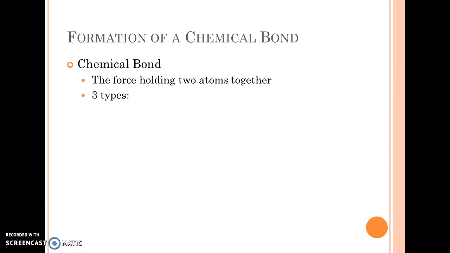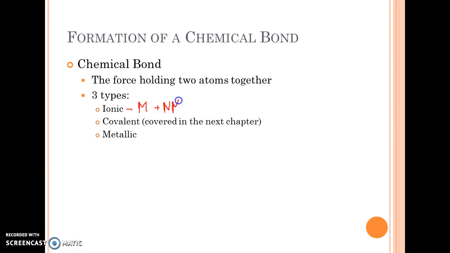A chemical bond is the force that holds two atoms together, and we have 3 different types. We have an ionic, covalent, and metallic bond. An ionic bond is going to be between a metal and a nonmetal, where they are going to transfer electrons. The metal will give to the nonmetal. A covalent bond is between 2 nonmetals, so nonmetals only, and they share. And a metallic bond is between metals only, and they will share their valence electrons.